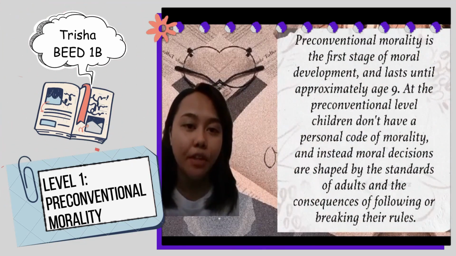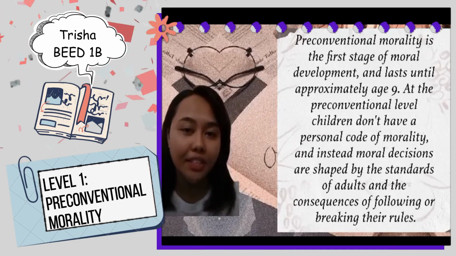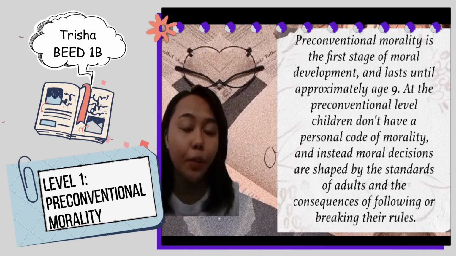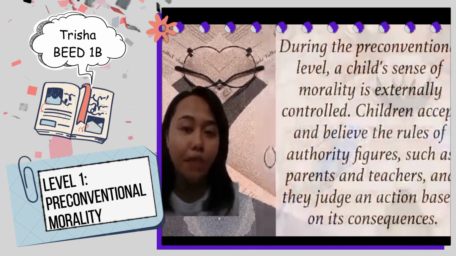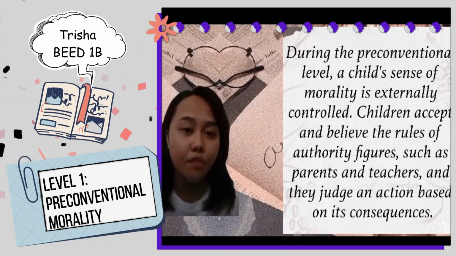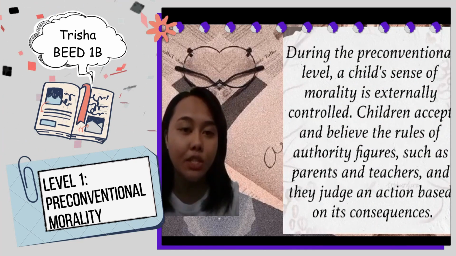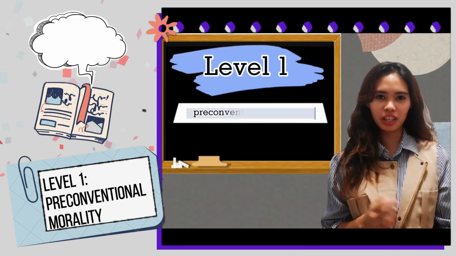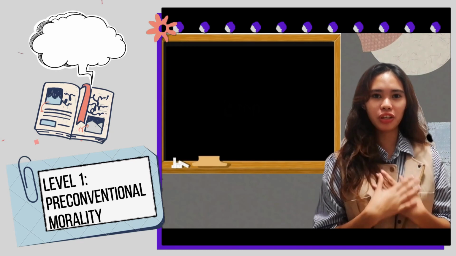At the pre-conventional level, children don't have a personal code of morality, and instead, moral decisions are shaped by the standards of adults and consequences of following or breaking the rules. During the pre-conventional level, a child's sense of morality is externally controlled. Children accept and believe the rules of authority figures such as parents and teachers, and they judge an action based on its consequences. This is level 1 of pre-conventional morality, and I'm Chelsea Figueroa.